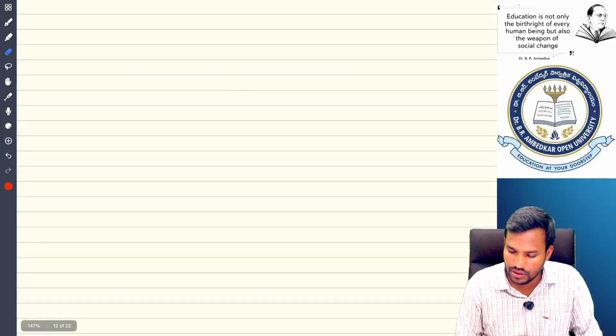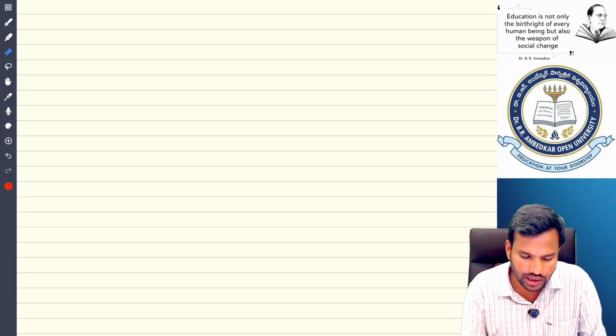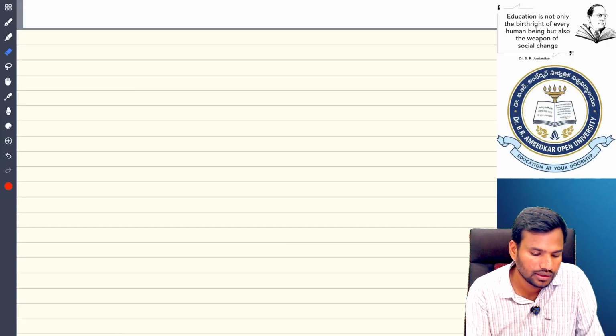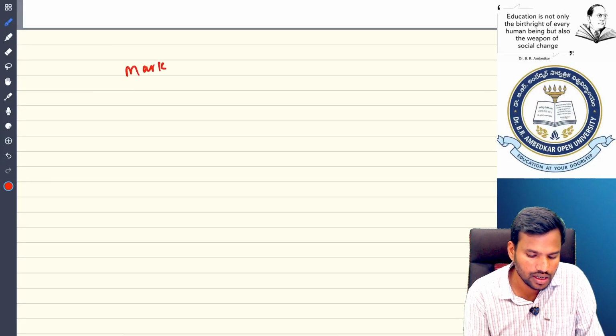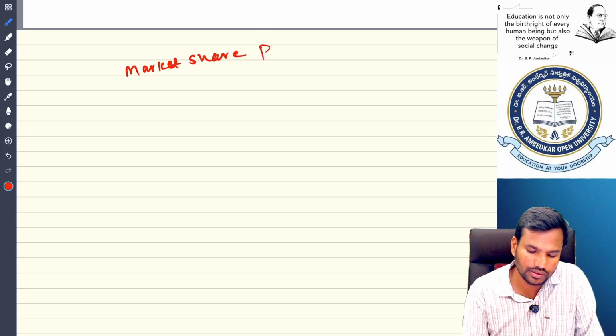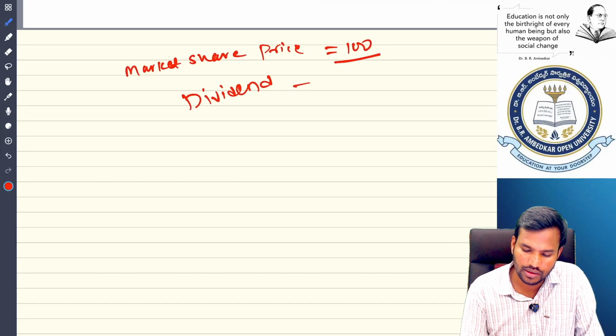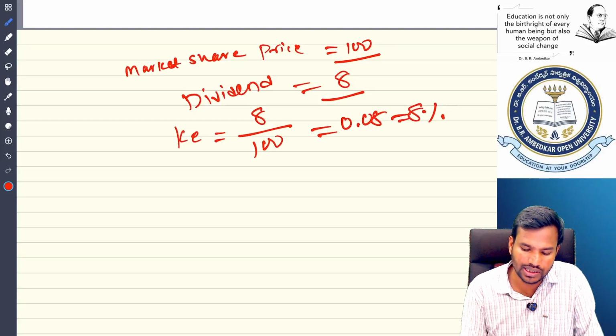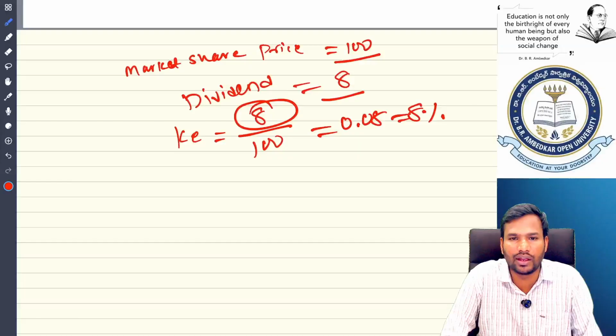Suppose the company is issuing a share, and the market share price is 100. The dividend paying is 8 rupees. Then how can we calculate cost of equity? It is equal to 8 divided by 100, which is 0.08 or 8%. Means how much dividend is the company paying? 8 rupees.